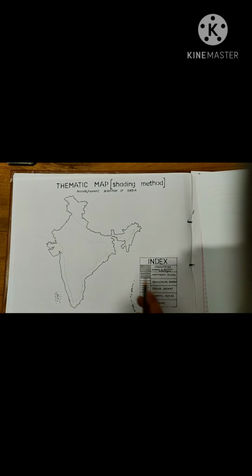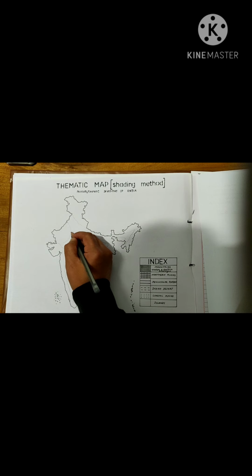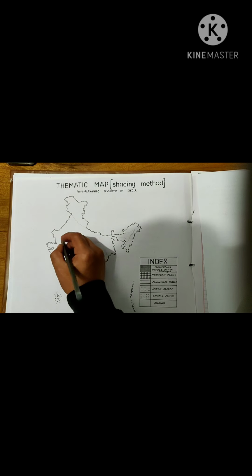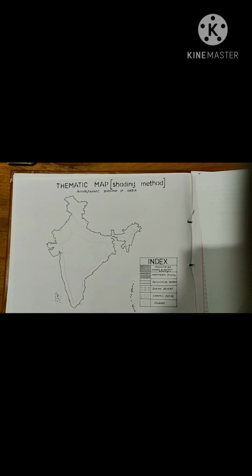And then we have the Indian desert. The Indian desert is in the Rajasthan state, so we'll just connect it from the borders of Rajasthan and Madhya Pradesh till Gujarat. This part will be your Indian desert. And for the islands, I have not given any symbols because the islands are very small. You keep it blank.